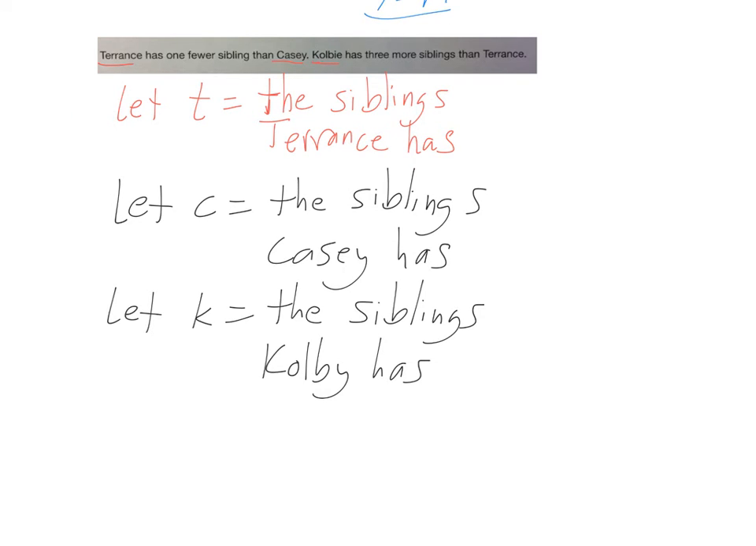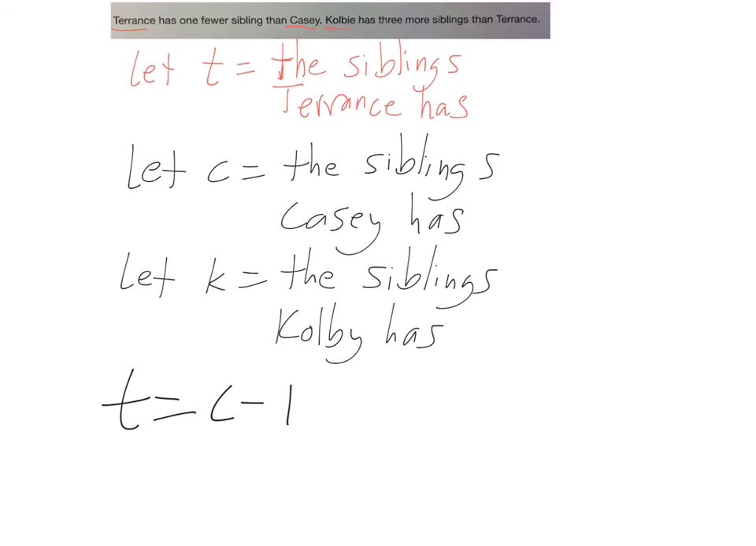So you can see here I've written 3 let statements. Let T equal the siblings Terrence has. Let C equal the siblings Casey has. Let K equal the siblings Colby has. And we want to look at what's the relationship between these variables and how we could figure out the number of siblings each one of them has if we were given some of them. First, Terrence has 1 fewer sibling than Casey. So T is going to equal C, the number Casey has, minus 1. Colby has 3 more siblings than Terrence. So K is going to equal T plus 3.